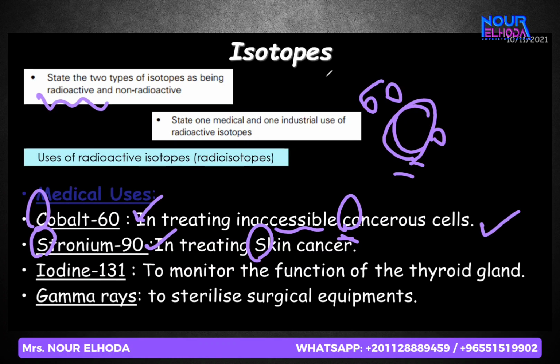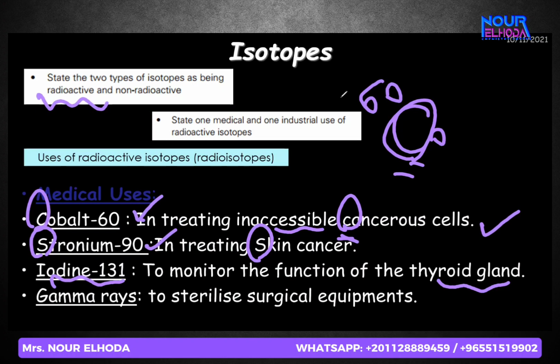Okay, let's continue. What about iodine 131? What do we use iodine 131 in? Iodine 131 is used if I'm having any problem in my thyroid gland. The thyroid gland is a very small gland inside our bodies, but it's really important. If you are having any problem in the thyroid gland and you don't know whether you really have a problem or not.